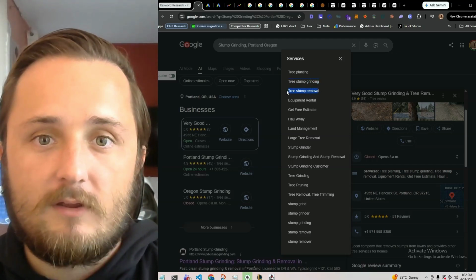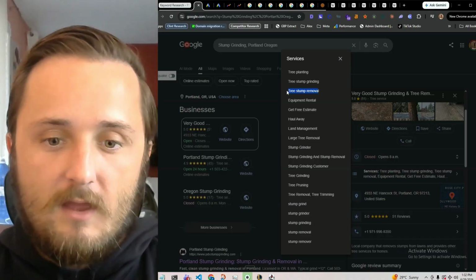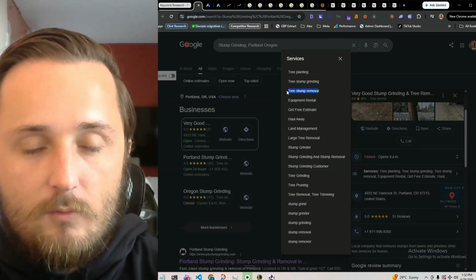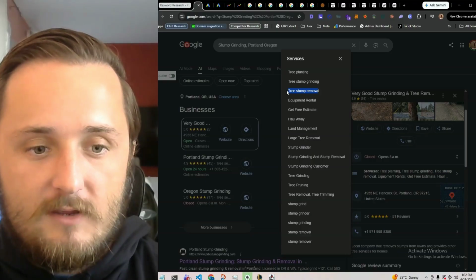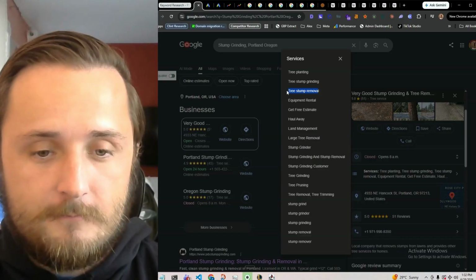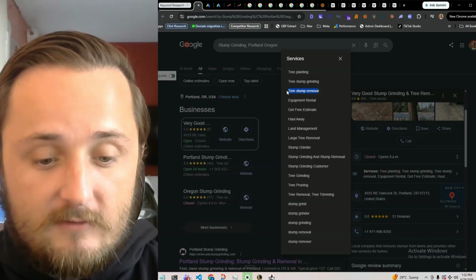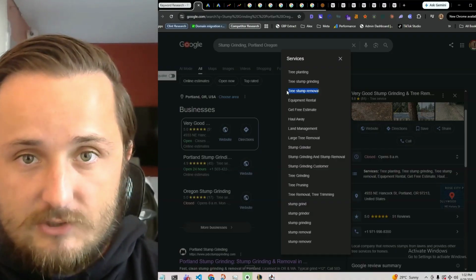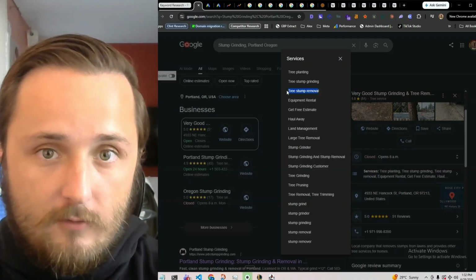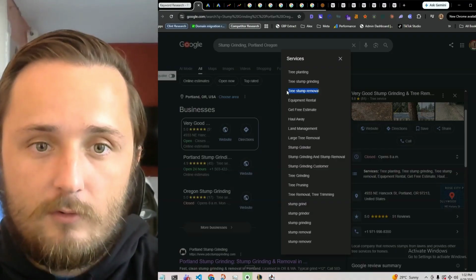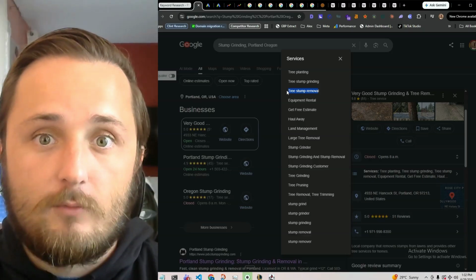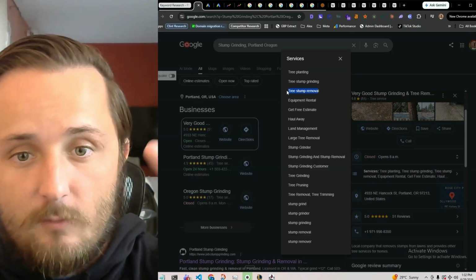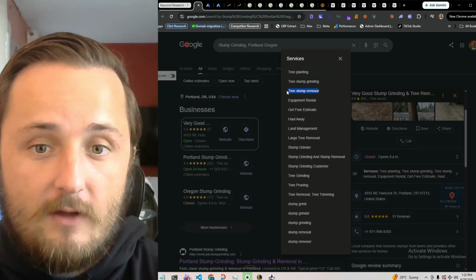So we can see here that they've already started to use grinding and removal. So this is what I would consider a keyword variation. Why this is important is that you want to cover a lot of the keyword variations used in your service. Not only is this a signal to Google that, hey, we have all these keyword variations on our page, we are relational to the top level keyword. As an example for now, we'll just say stump grinding is our top level keyword. We have all of these keyword variations around that.